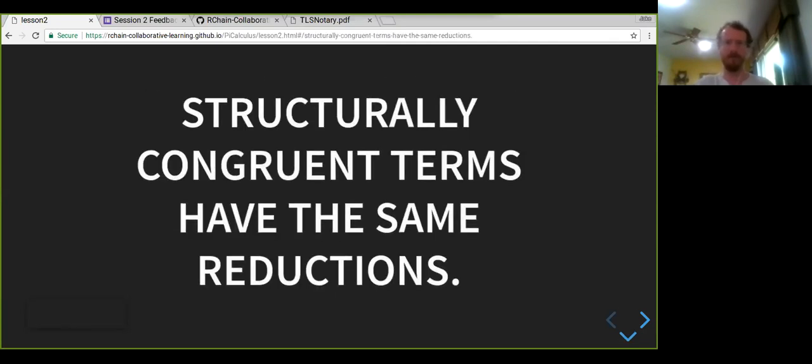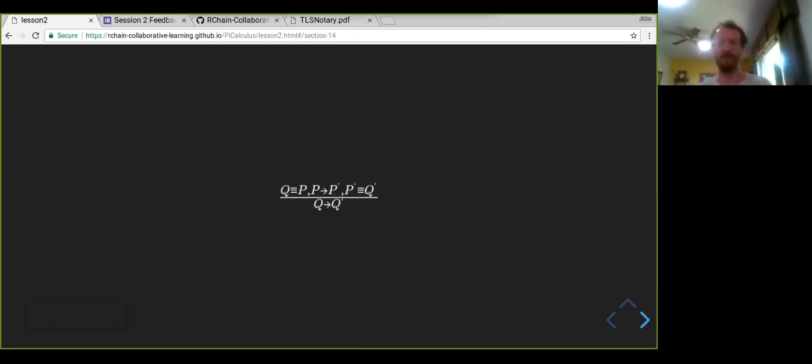All right, I guess the next thing to note is that structurally congruent terms have the same reduction. We defined our structural equivalences before, and we want a rule to say that if Q is structurally equivalent to P and P reduces to P prime, and we have to define Q prime, which is structurally equivalent to this reduction P prime, because a process can have many different reductions. But if we have these things, we also know that Q reduces to Q prime.